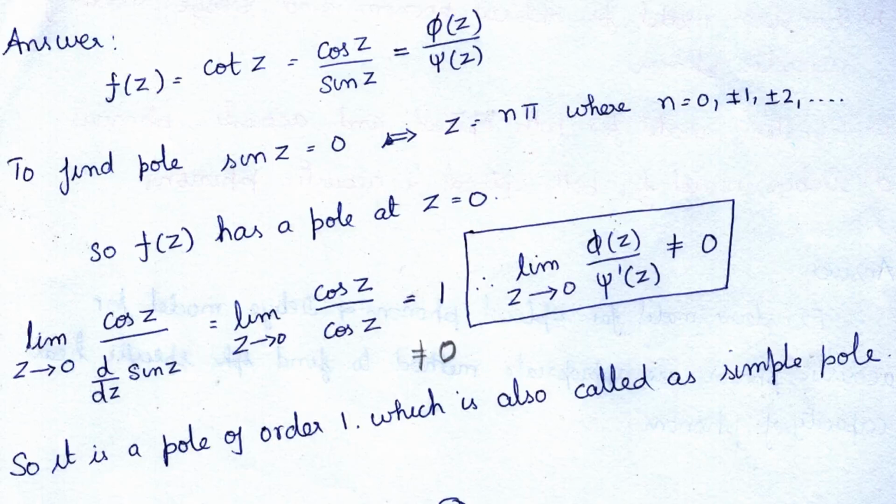Now to find the order of the pole, we have to check the condition: limit z goes to 0, psi of z divided by psi prime of z is not equal to 0. So we apply limit z goes to 0, cos z divided by the first derivative of sin z, that is equal to limit z goes to 0, cos z divided by cos z. When we apply the limit, it is equal to 1, which is not equal to 0. So it is a pole of order 1. A pole of order 1 is also called a simple pole. So the answer is option C.